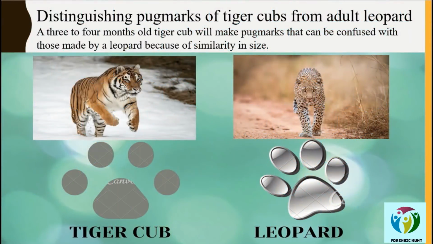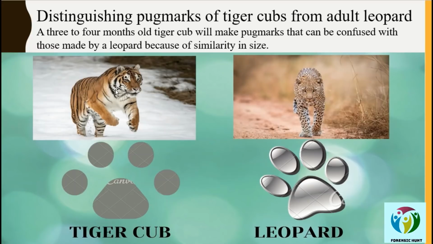So the last thing that we are going to cover in this video is the difference in the tiger pug mark from the leopard pug mark. The one thing that is highly distinguishable from the photograph itself is that the limbs of the tiger are way thicker as compared to the limbs of the leopard. Thus the size also varies, that is, the size of a tiger paw is way larger as compared to a leopard. So based upon size, it is highly distinguishable because the size of a leopard is very small as compared to the size of a tiger.